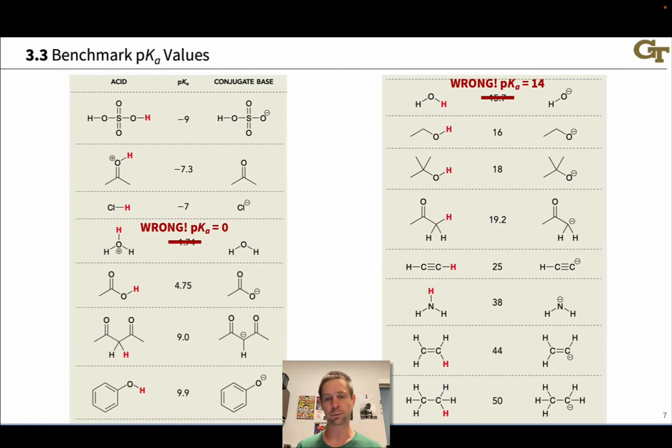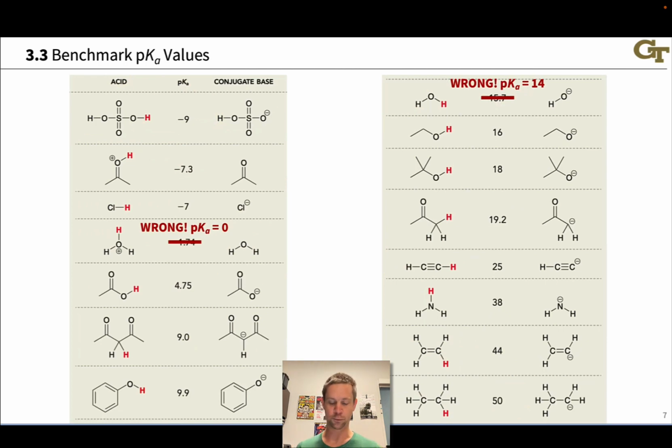On the other side of the table, the least acidic compound is ethane. With a pKa of 50, that Ka value is 10 to the negative 50 power. So in general here, when you're comparing pKa values, the more positive the pKa value, the less acidic is the compound, and the more negative or less positive the pKa value, the more acidic is the compound.